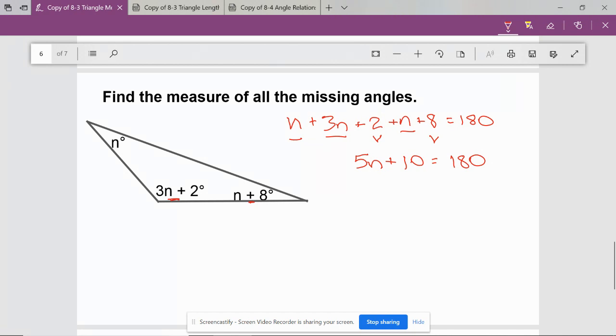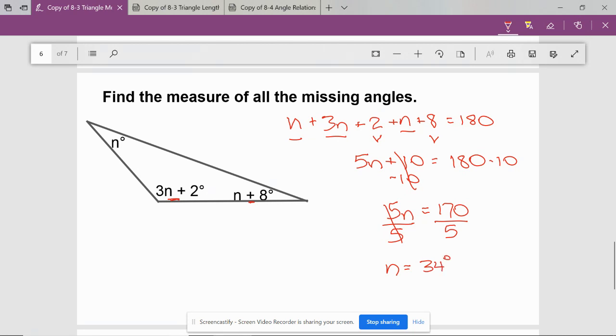Okay, this is a little bit simpler. This is our two-step equations that we worked on before Christmas. So this is a plus 10. That's an addition problem, so I'm going to minus 10 to get those to cancel out. So we get 5n equals 170. And again, this is a multiplication, so we're going to divide to get rid of those 5s. 170 divided by 5. So n equals 34 degrees.